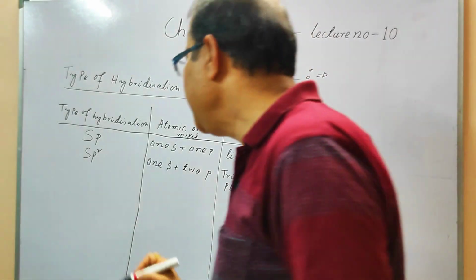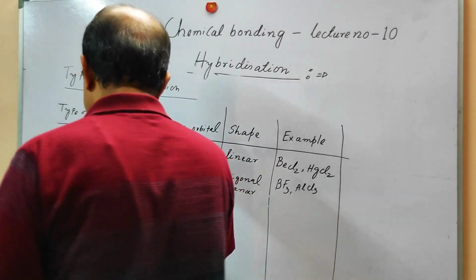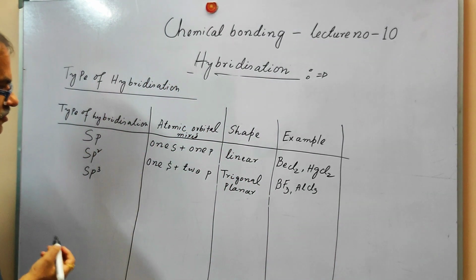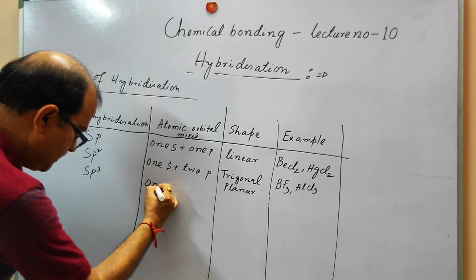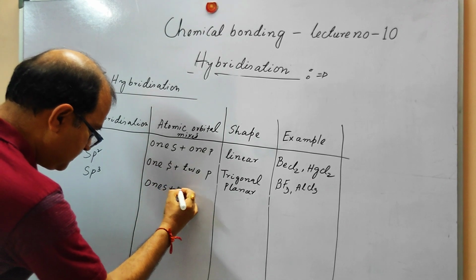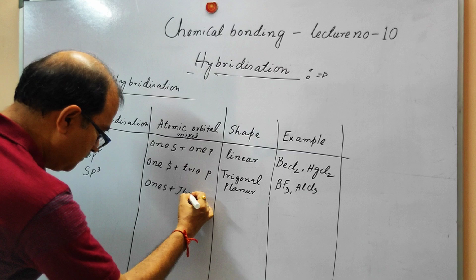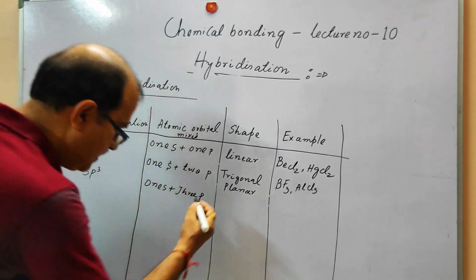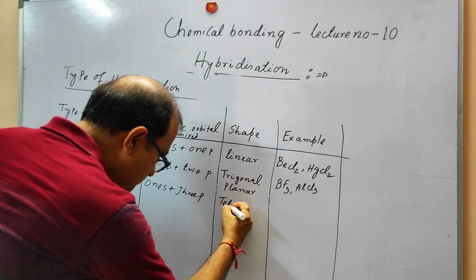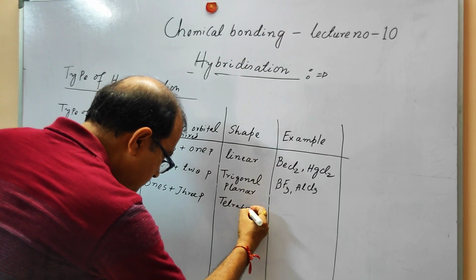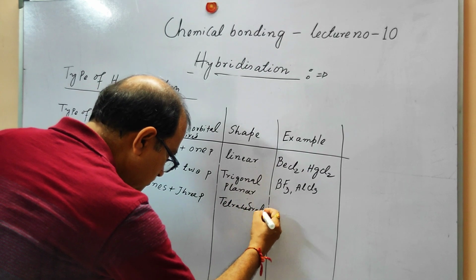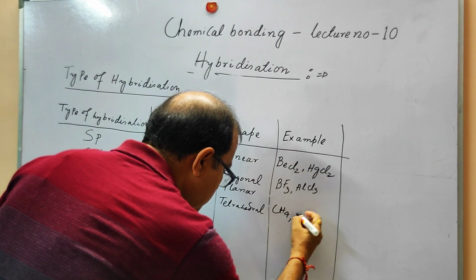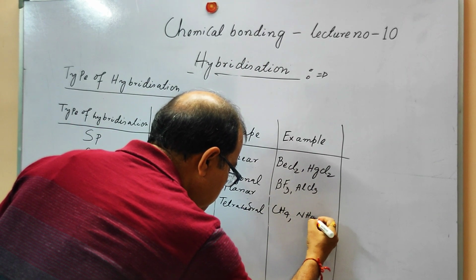Okay. Then next is sp3 hybridization. sp3 hybridization means 1s orbital plus 3p orbitals, and it will have the tetrahedral structure. Tetrahedral structure, and the examples are CH4 and NH4 plus.